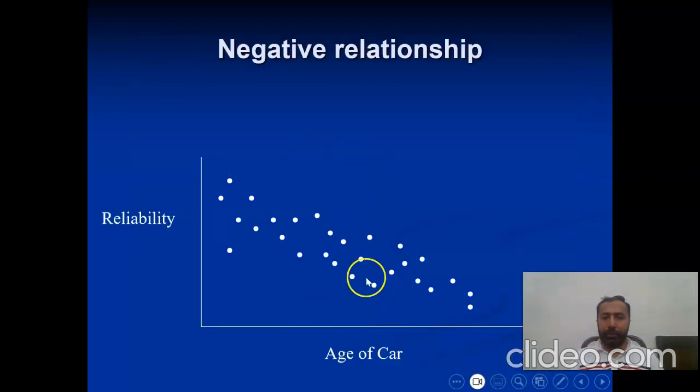If the relationship between two variables is negative, then the scatter diagram will look like this. In the previous two diagrams, the points were going upward. Here the points are going downward. For example, as the age of a car increases, its reliability decreases, and if the age of the car is lower, then the reliability is higher. This is a negative relationship. A negative relationship is one in which if one variable increases, the second variable decreases and vice versa.